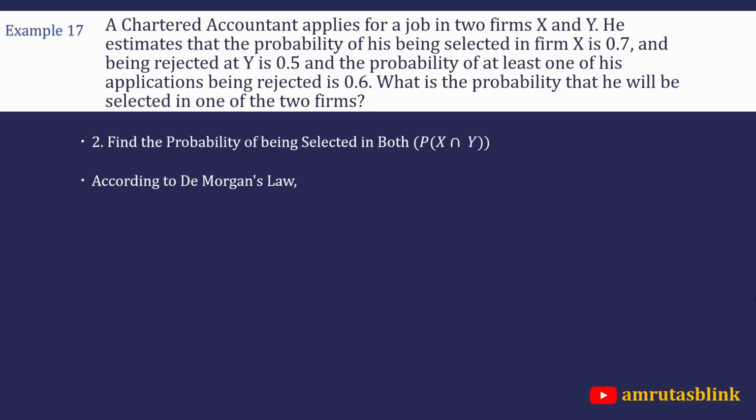Now what we need to find out is what is the probability that he will be selected in one of the two firms. So we need to find out one of the two firms. So let's say first of all we will find out probability that he is selected in both the firms. Both the firms, that means X intersection Y.